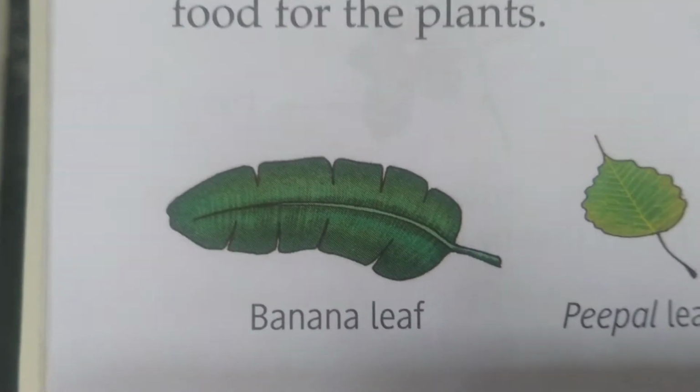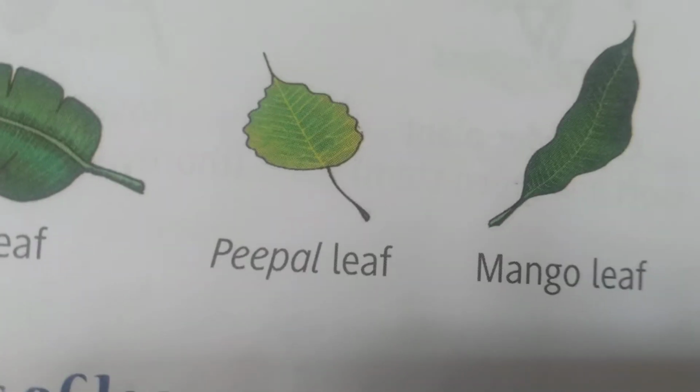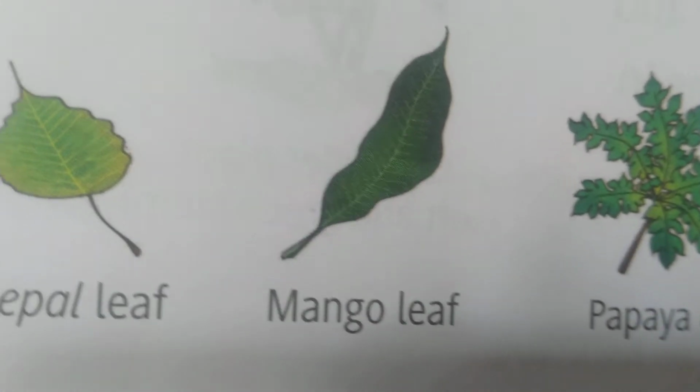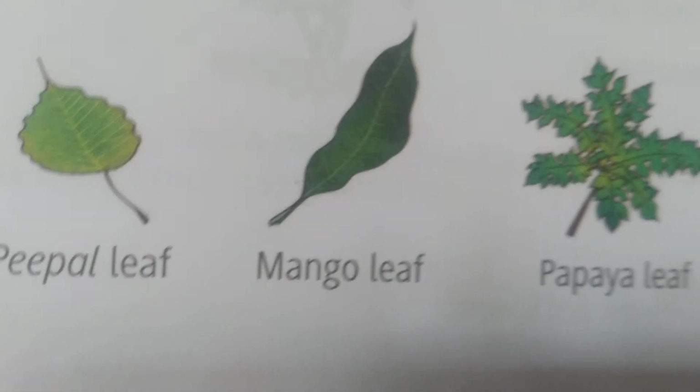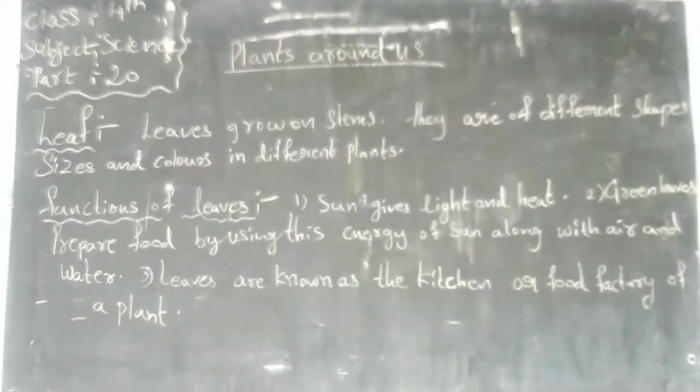See, this is a banana leaf, which is big in size. Peepal leaf is round in shape. Mango leaf is long, and papaya leaf has a different type of shape. And one more thing is there, that is pigment.